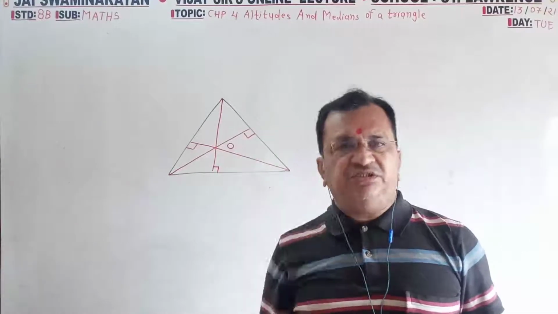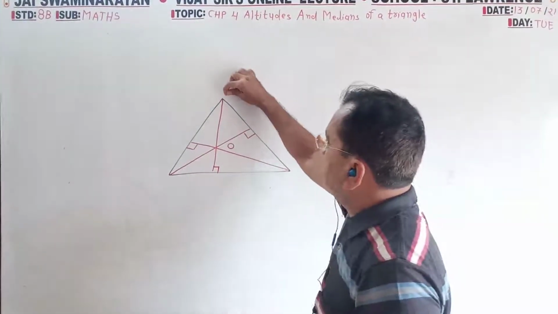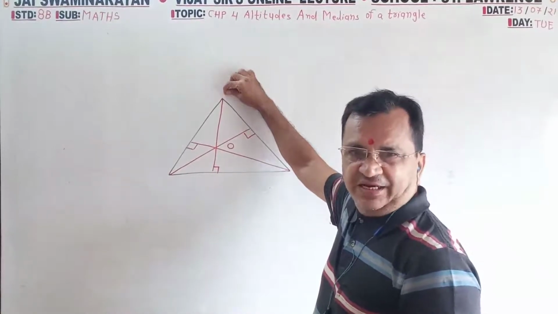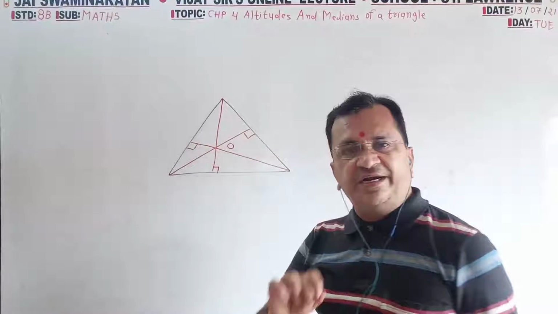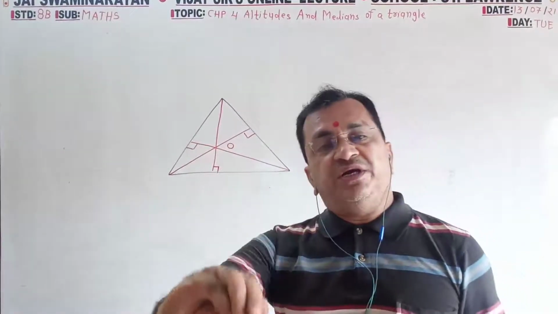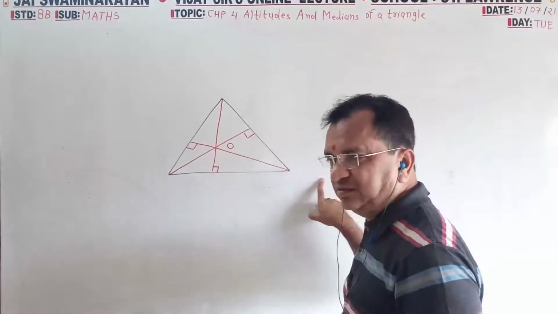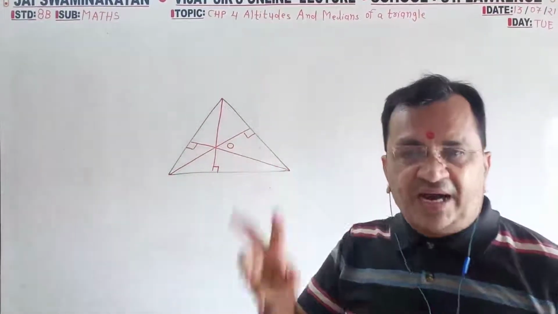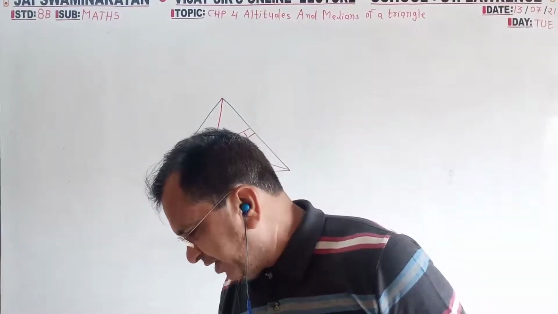A segment passing from a vertex of a triangle and perpendicular to the opposite side is an altitude. If we draw three altitudes from A, from B, from C, all three will pass from a single point.